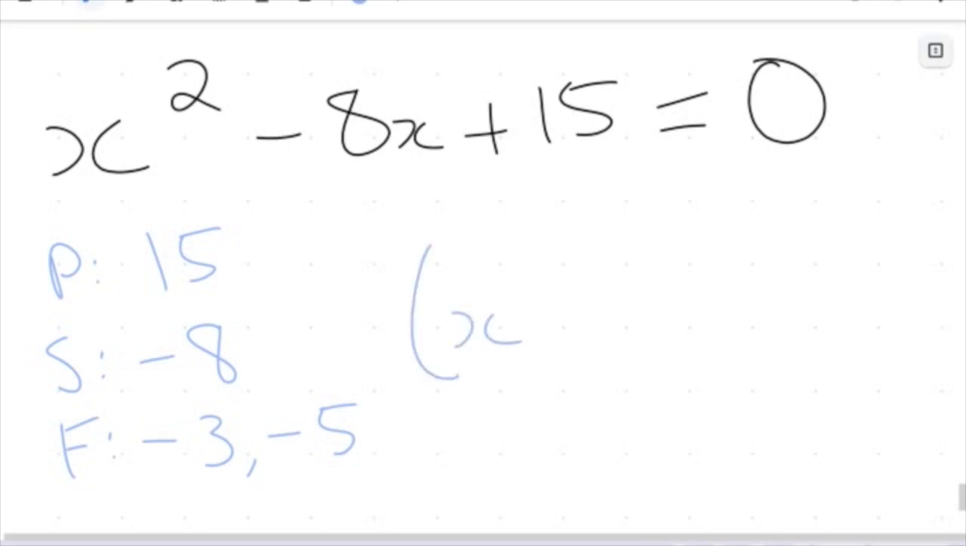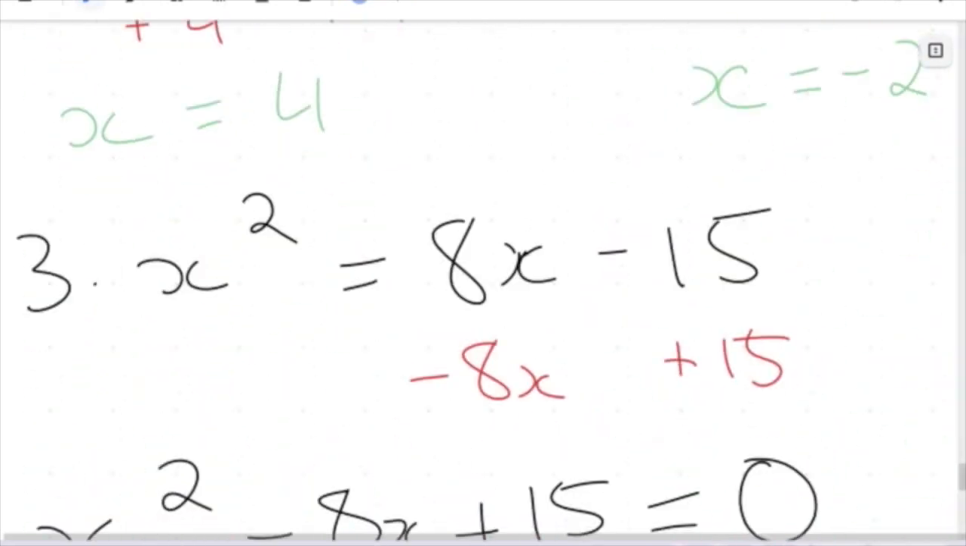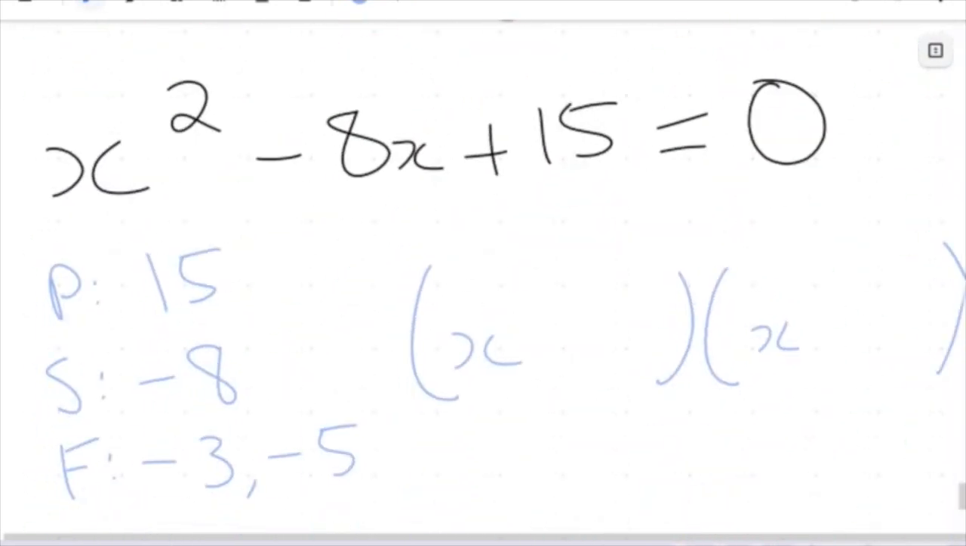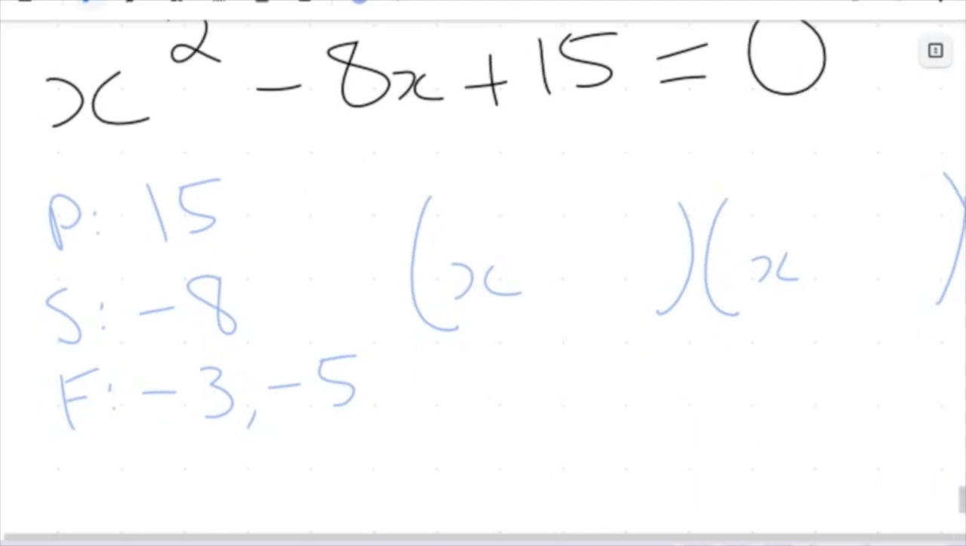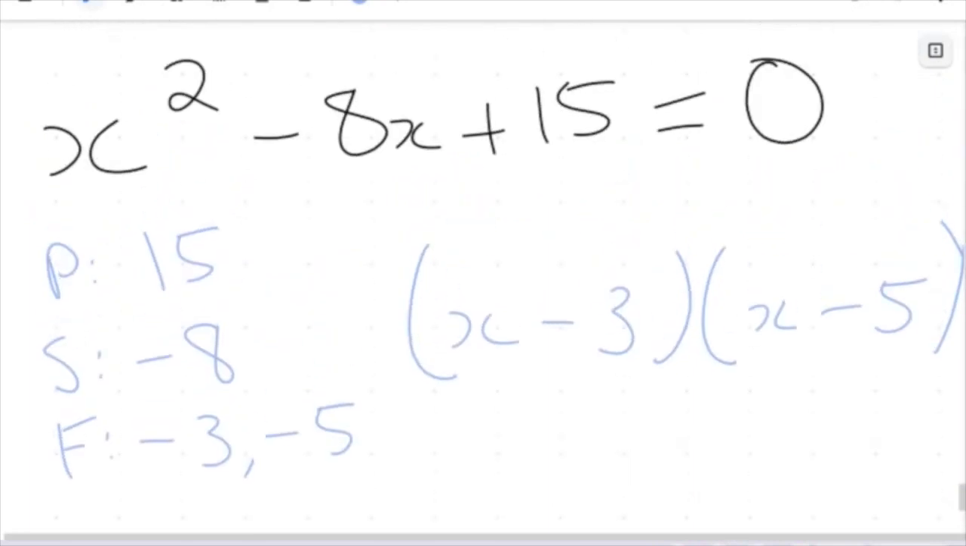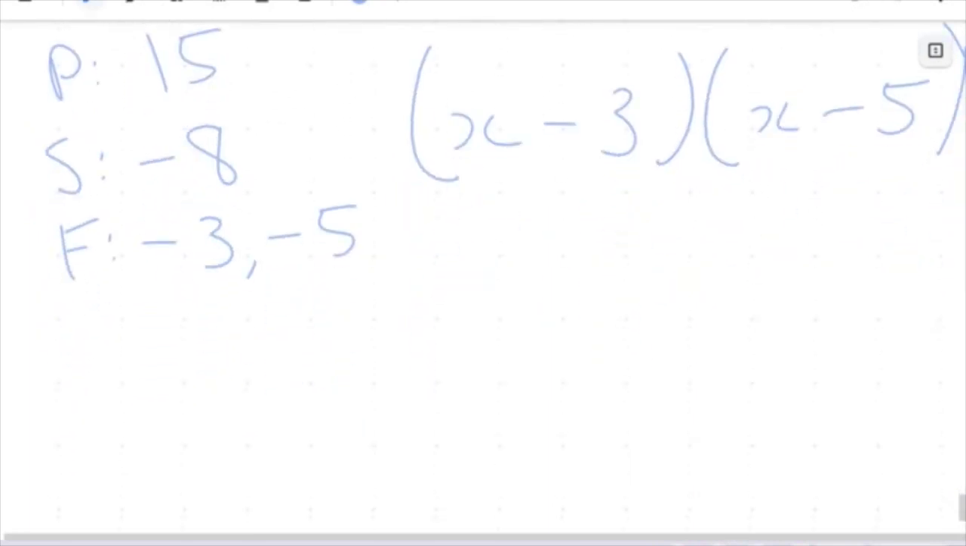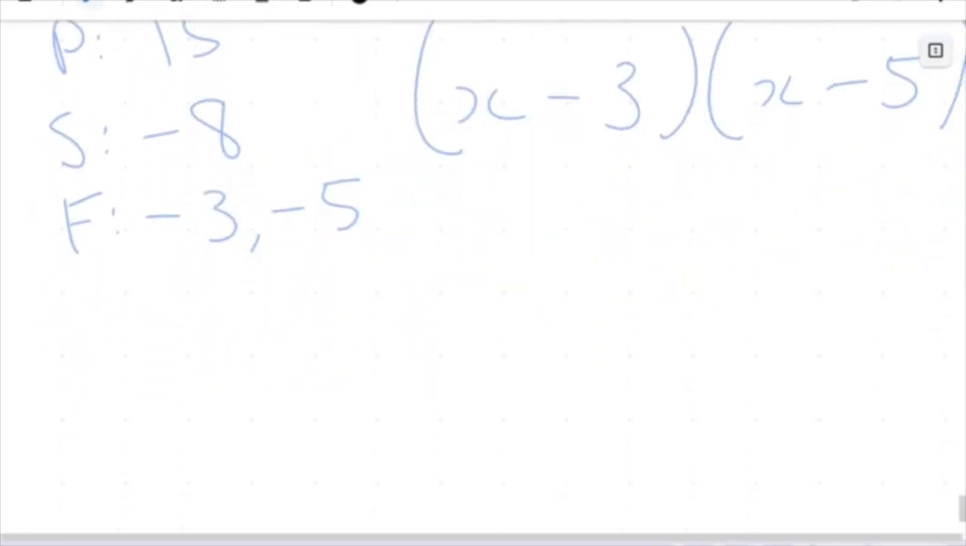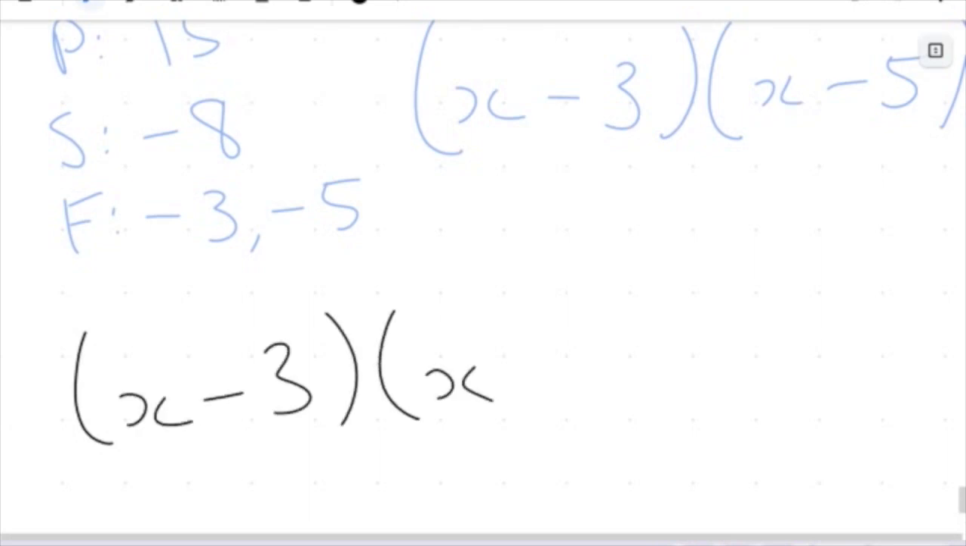And these factors are going to go into my binomial product that I factorize to get. So I get x minus 3, x minus 5 here. And then I can rewrite my equation using the binomial product. X minus 3, x minus 5 equals 0.